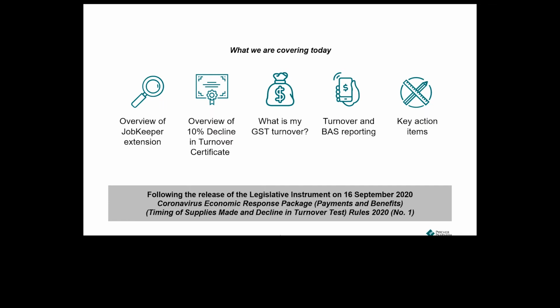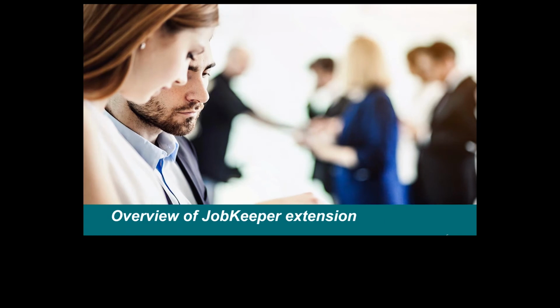So the rules in relation to the JobKeeper 2.0 decline in turnover test come out of a legislative instrument that you will see referred to on the bottom of the slide. It's one of the instruments that's got the long names following the coronavirus economic response package. If you'd like to have a further look at that, that is the legislative instrument that I will be referring to when we come to talk about the decline in turnover test and the new rules that have been made for JobKeeper 2.0 purposes. So we'll start off with an overview of the JobKeeper extension, or JobKeeper 2.0, rules.